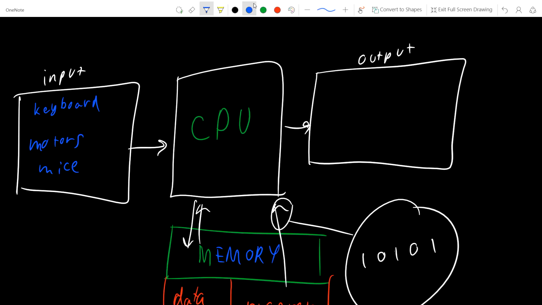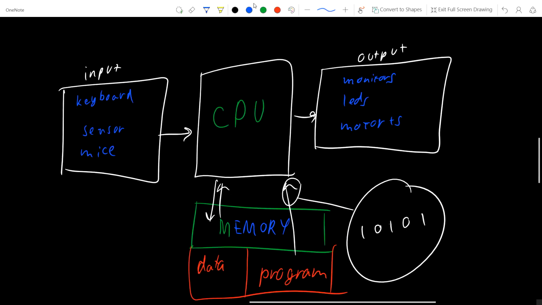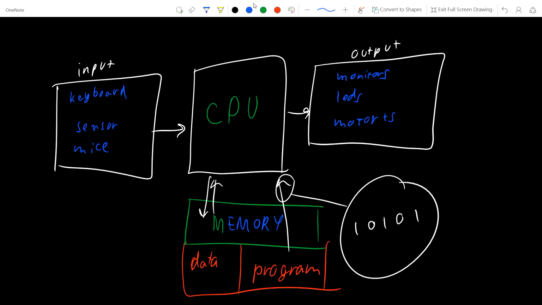And finally, I have the output, which is really just the same thing. Monitors, LEDs, and really motors. I don't know why I put them there, but they really should be outputs. Whereas on robots, a sensor would be the input, where you don't do anything to it, but you get data from it. So, this is the way our computer interacts with everything that's connected to it. There's a lot of stuff there. Seriously, a lot of physical stuff.